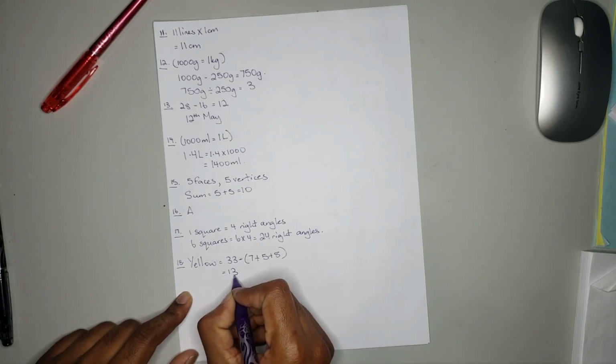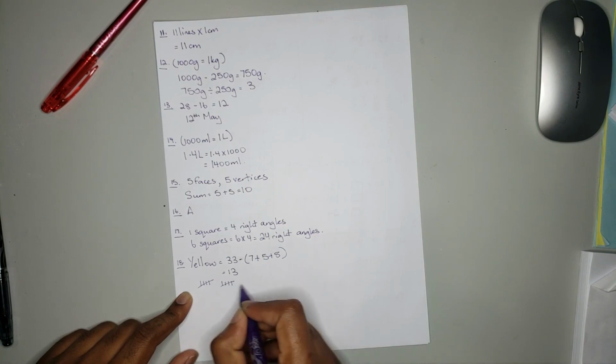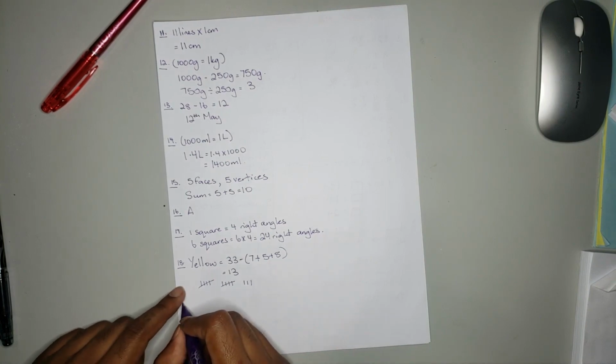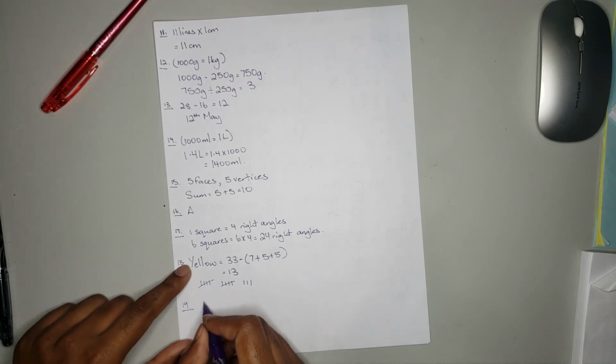So you need to draw the tally to represent 13. 1, 2, 3, 4, 5, 6, 7, 8, 9, 10, 11, 12, 13. Number 19. Number 19 states, the pictograph shows the types of vehicles in a car park. So we have types of vehicles, and it asks what is the modal type of vehicle. So therefore the modal is the most common, so therefore it will be cars.